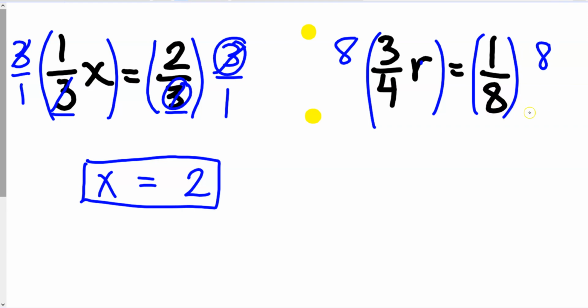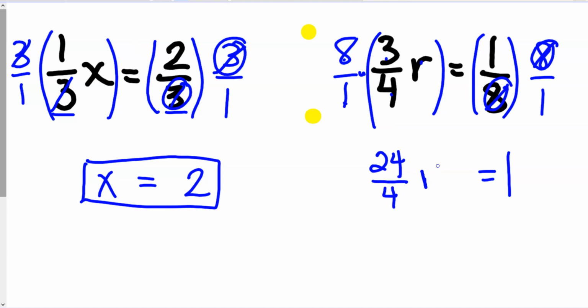Now I'm going to start on the right-hand side first because it's easiest. I'm going to write that over 1, and notice that 8 cancels with 8, and you're left with 1 over 1, or 1. Now, if you know how to do canceling and you can cancel the 8 and the 4, that's fantastic. I'm going to just stick with multiplying so that I don't confuse anyone. I'm going to write this 8 over 1, and then I'm going to multiply. 8 times 3 is 24, and 1 times 4 is 4.